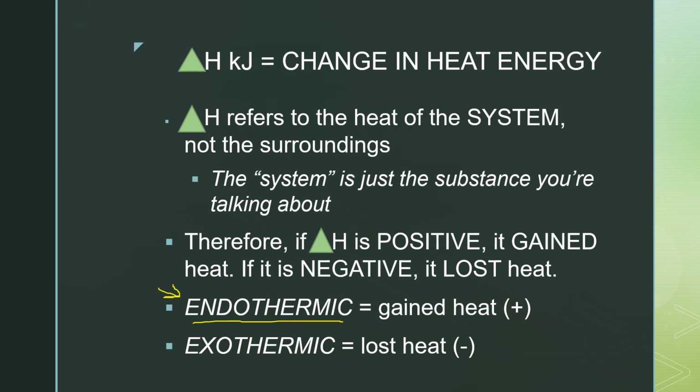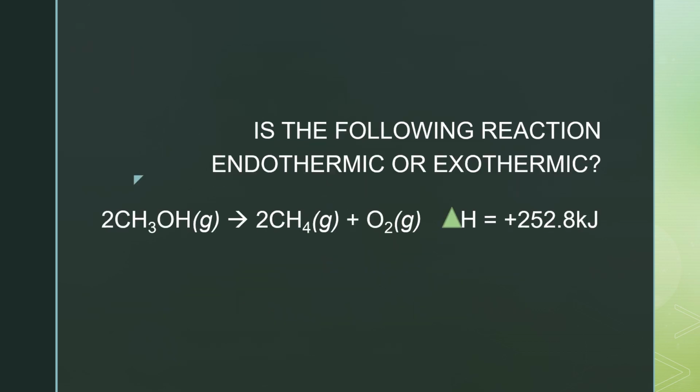Endothermic, because the heat went into the system. Now, if the substance cooled off, the heat has to go somewhere. So that means the substance had heat moved out of itself and into the air around it. And so it gave off heat or released heat, and that's called exothermic. Exothermic, the heat exited from the substance. So that lost heat, and that's the negative enthalpy value.